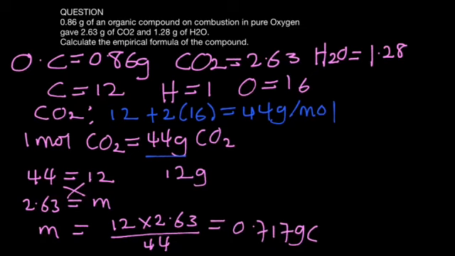So percentage of carbon will be equal to 0.717 divided by the mass of the compound, which is 0.86, times 100. So if we punch that, we're going to have 83.40%. Okay, so now let's go ahead and find the percentage of hydrogen in the compound.